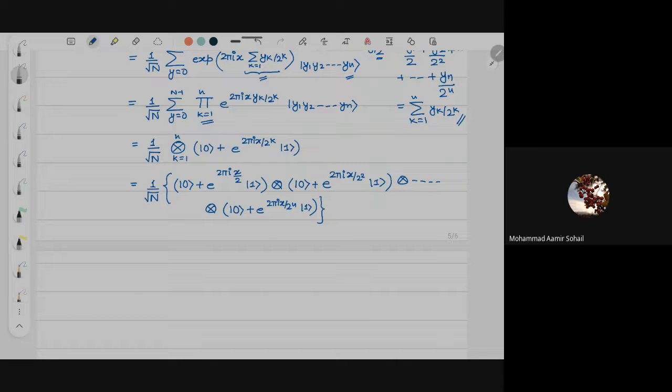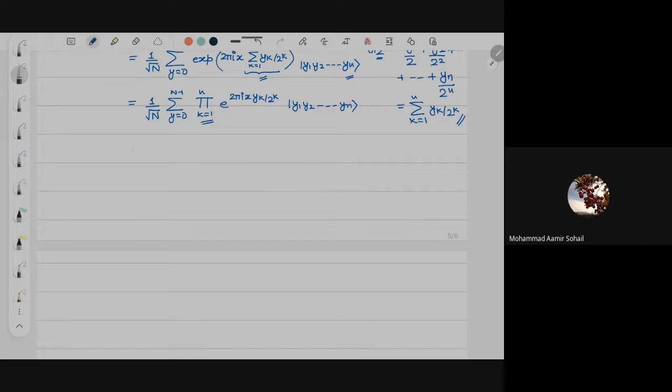Now let me erase this part, because there are a few more steps involved here. Then we will write 1 by root n. We will expand the sum over y equals 0 to n minus 1 as y1 belongs to 0, 1, and similarly y2 belongs to 0, 1, and up to yn belongs to 0, 1.